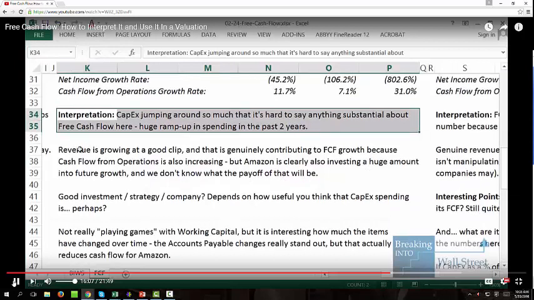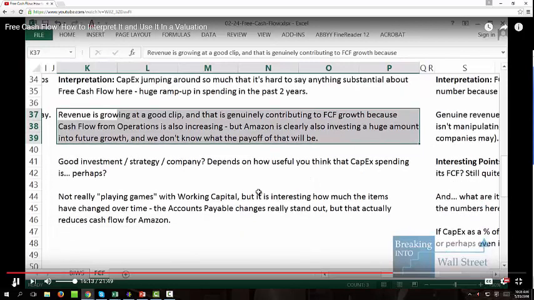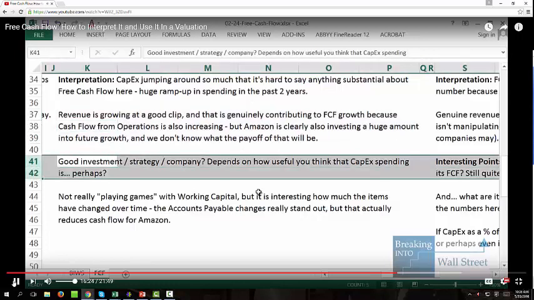There's a huge ramp up in spending in the past 2 years. Revenue is growing at a good clip. Cash flow from operations is also increasing, but Amazon is spending a huge amount on future growth, and that is actually dragging down net income. It's also increasing Capex here by a good amount. So as investors, we would look at this and say, okay, well, we understand that, we understand the reasoning, but is it really a good investment? Is all that Capex spending actually doing something useful here?